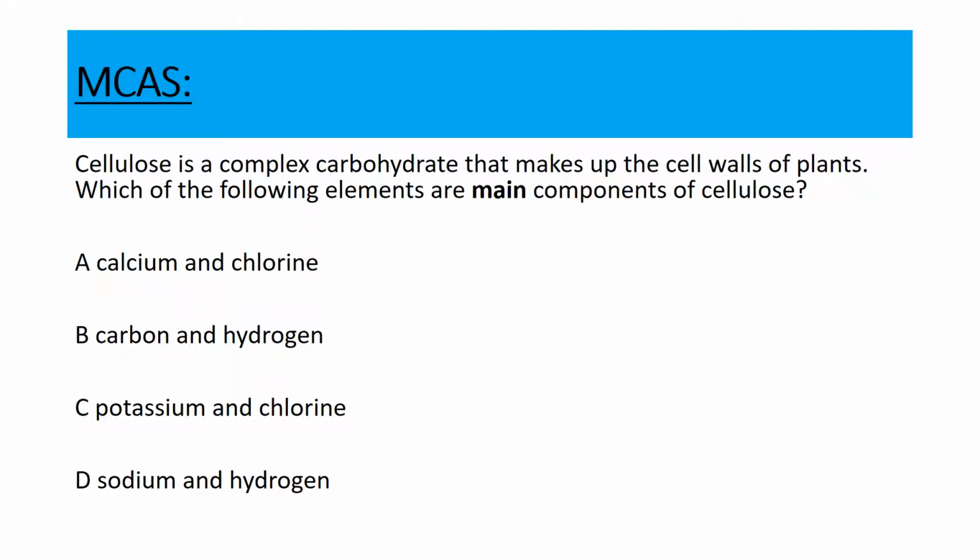I have 2 MCAS questions I want to show you. Cellulose is a complex carbohydrate that makes up the cell walls of plants. Which of the following elements are main components of cellulose? Well, we're talking about the elements that a living thing, plants, are made out of. So we're talking about carbon and hydrogen, nitrogen and oxygen, phosphorus and sulfur. So obviously the answer is B, carbon and hydrogen.